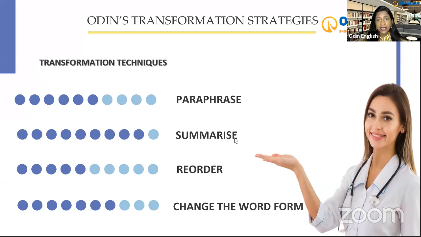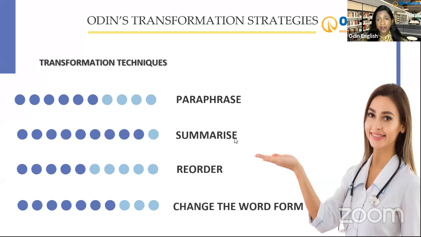Summarizing is reducing the detail and eliminating the unwanted details. For example, you can reduce the number of visits. If there are multiple visits, you may not have to write all the visits. You can summarize, associate them, and write them together.